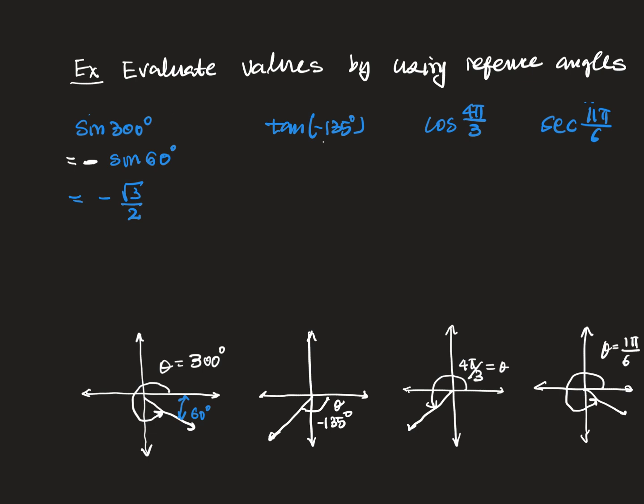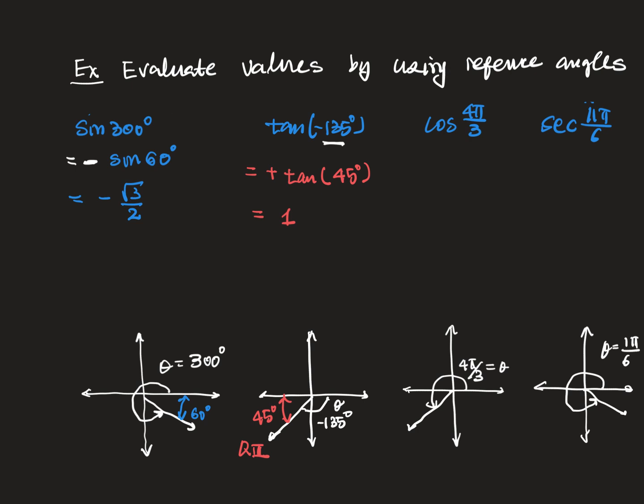Another one, negative 135. That's quadrant 3, I'm sorry, quadrant 3, where tangent is positive. So here we have a positive tangent. What is the reference angle? We found it's 45. Tangent 45 is 1. That's the value, 1.